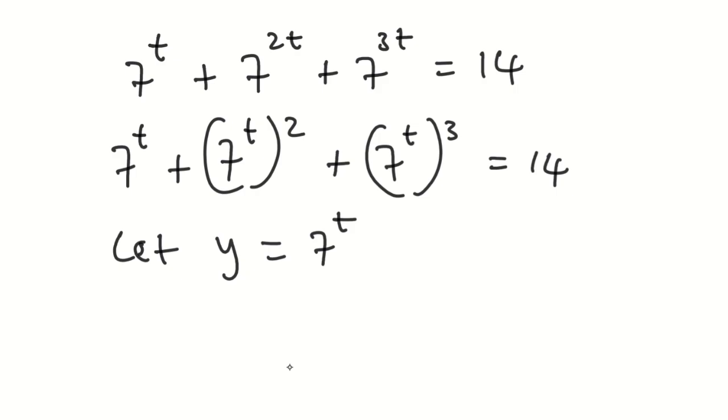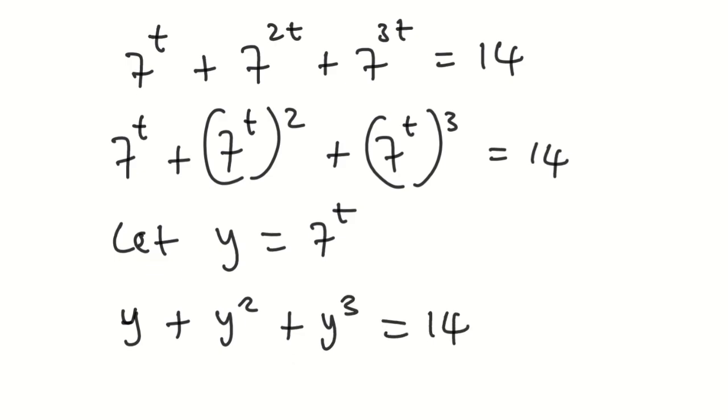To make this equation simpler, I can simply say let y be equal to 7 raised to power of t, just to make it simpler. Now, if y is equal to 7 raised to power t, I'm going to just write y, plus y squared, and what about this? Y raised to the power of 3. This is equal to what? 14. Good. So we have a cubic equation.